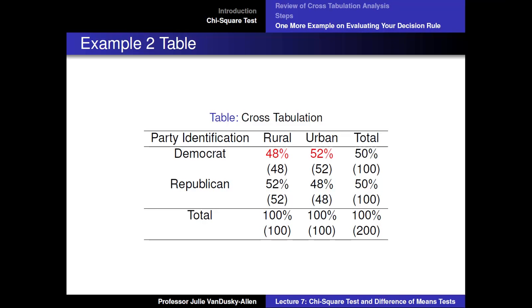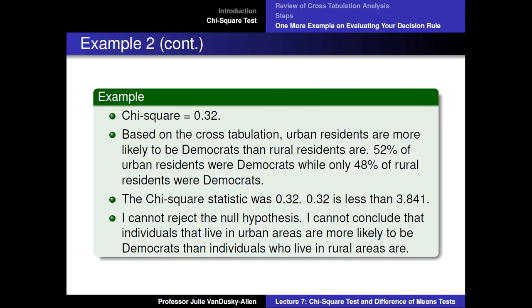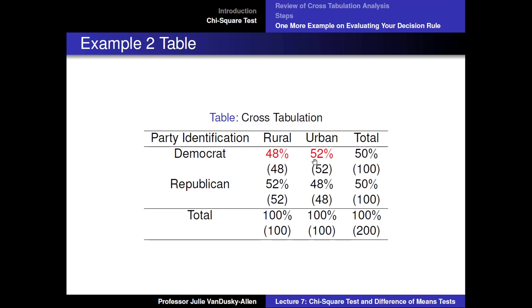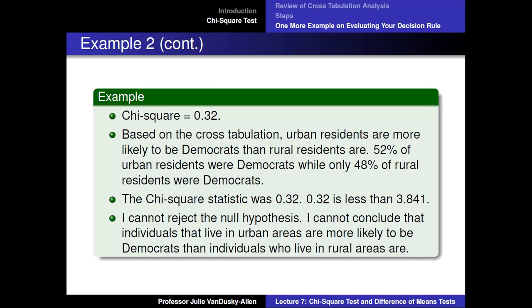Here is the cross-tabulation for this data. The chi-square statistic for this data is 0.32. Now I can evaluate my decision rule and make a conclusion. Based on the cross-tabulation table, urban residents are more likely to be Democrats than rural residents are. 52% of urban residents were Democrats, while only 48% of rural residents were Democrats. The chi-square statistic was 0.32. 0.32 is less than 3.841.